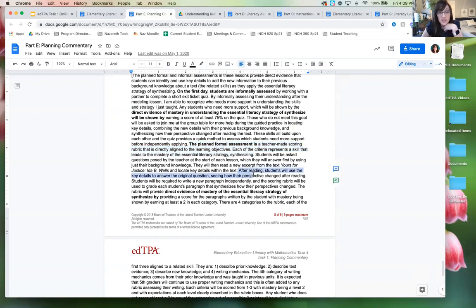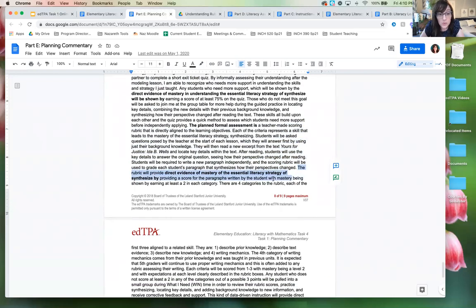After they're reading, they're going to use those key details to answer their original question again from what they've read, and they'll be required to write a new paragraph independently, and the scoring rubric will be used to assess their paragraphs and synthesize how their perspective changed. So that's a description of the formal assessment. So we see the informal assessments up here, the formal assessments here, and now we need the direct evidence.